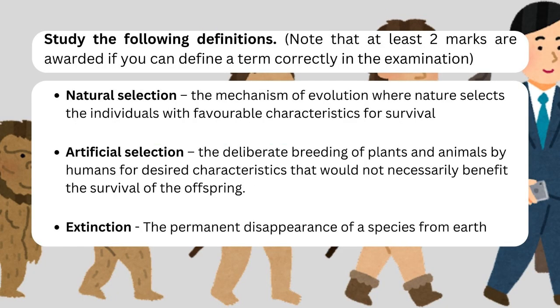Natural selection: the mechanism of evolution where nature selects the individuals with favorable characteristics for survival. Artificial selection: the deliberate breeding of plants and animals by humans for desired characteristics that would not necessarily benefit the survival of the offspring. Extinction: the permanent disappearance of a species from Earth.